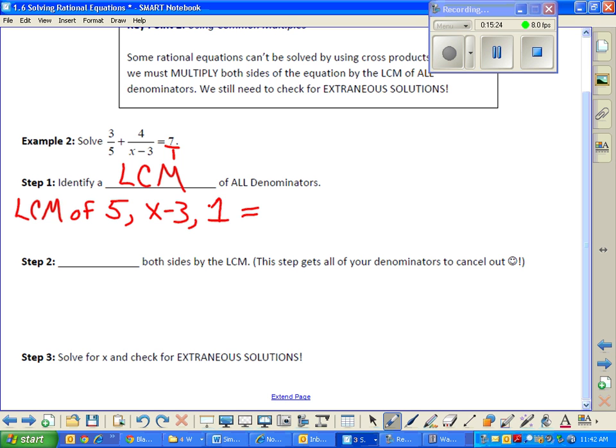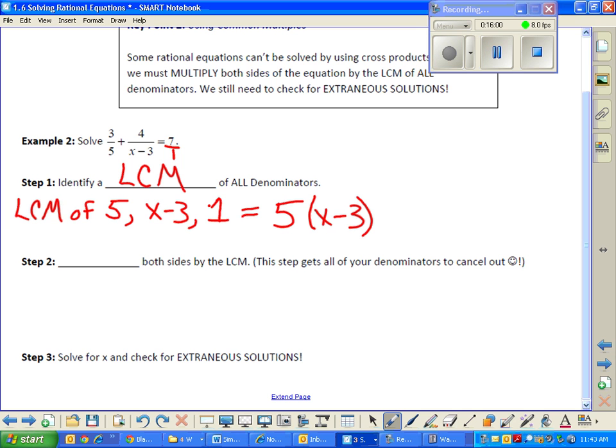Step 1 in identifying your LCM is to factor, but that's not necessary for this problem because they're already factored. You bring down what you see on the left and insert factors that might be missing from the right. So I have to insert that missing factor of x minus 3. And then you could insert that missing factor of 1 if you wanted to. However, multiplying by 1 doesn't really do anything because it's the multiplicative identity. Okay, so step 1, done. We found the LCM. Does anybody have any questions with step 1 before I go on to step 2?